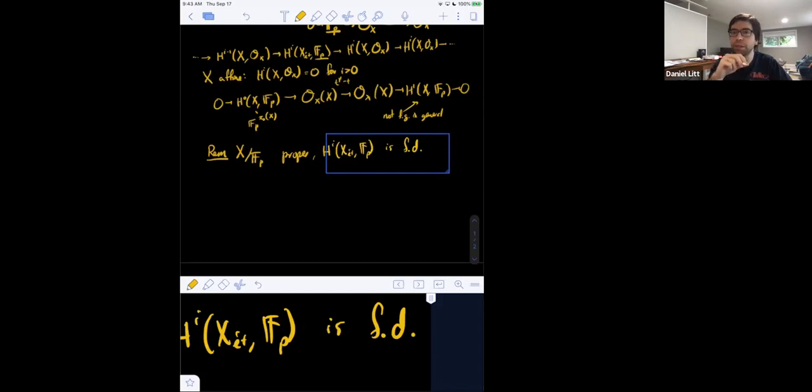Arvind asks, by the way, in chat, is O_X étale different from G_a? No, it's the same. So G_a is the representing object for O_X. Yeah, that's a good question. Yeah, sorry that I switched notations. So can anyone tell me why this remark is true?